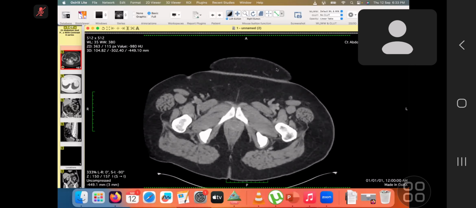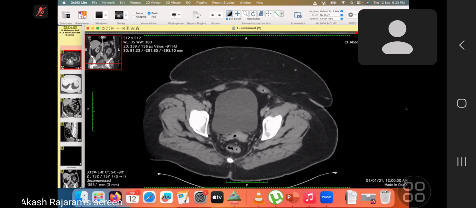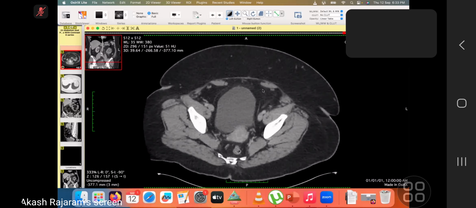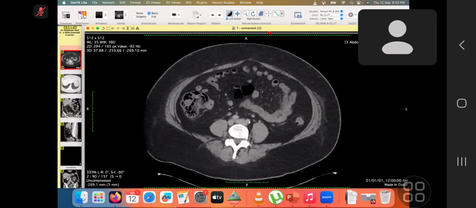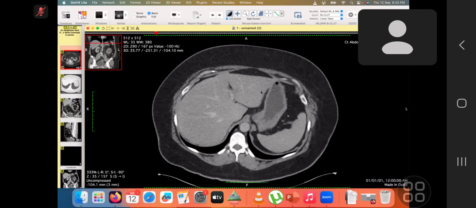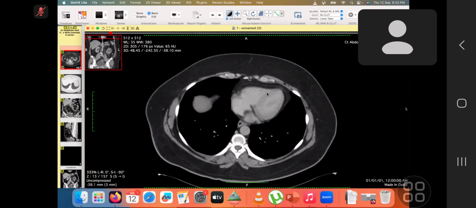Okay, so I'm presented with a CT of the abdomen and pelvis. I'm just going to scroll through the images. Also, this patient has raised inflammatory markers. Sure. So this CT has been performed with contrast. I'm just reviewing the images.